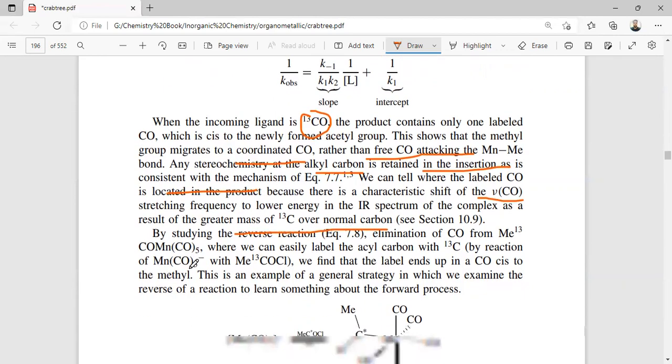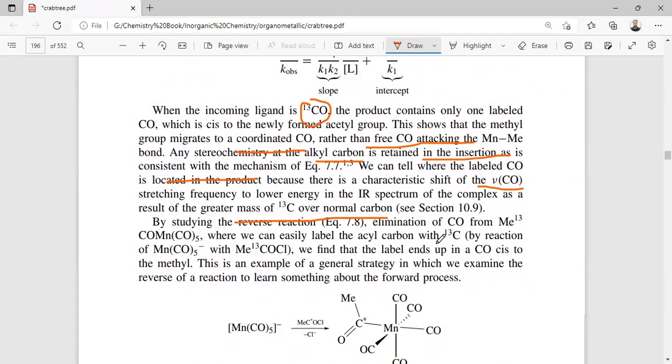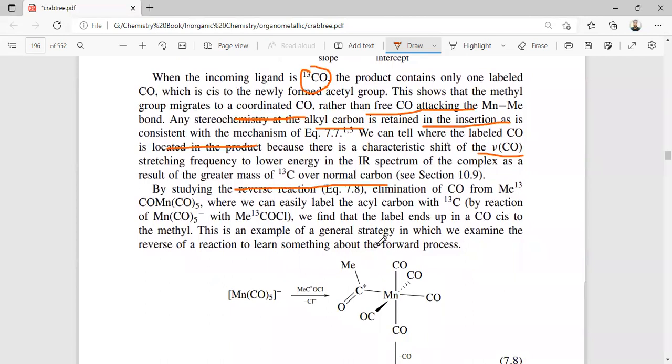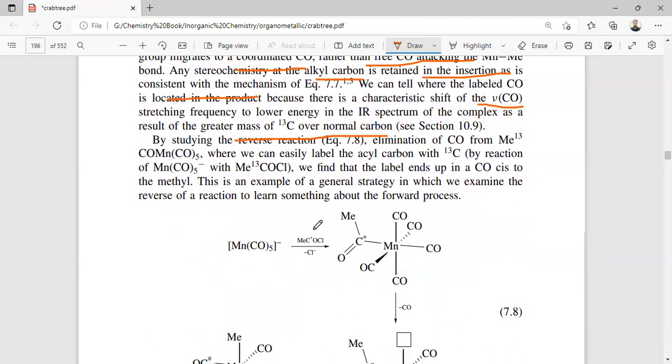By studying the reverse reaction, the elimination of CO from the acyl complex, where we can easily label the acyl carbon with 13C, we find that the labels end up in the CO cis to the methyl. This is an example of the general strategy: if you examine the reverse reaction, you can learn something about the forward process.